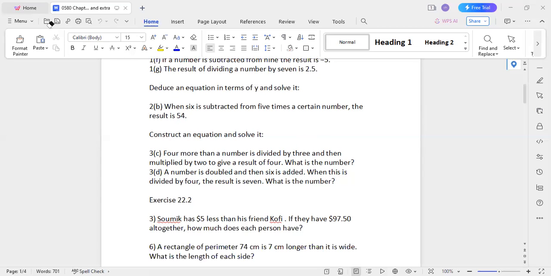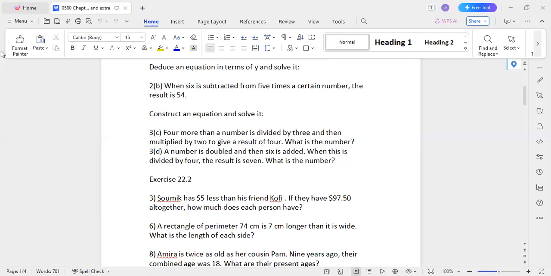That's pretty simple, but let's do a little bit of a step up now. If anyone wants to try 3c, 4 more than the number is divided by 3, then you multiply by 2 to give a result of 4. Try to construct an equation first. What would we roughly get? Anyone wants to try? 4x over 3 multiplied by 2 means 8x over 3 equals 4. Wait, be careful here. The question says 4 more than the number. So if you set your number as x, 4 more than the number would be x plus 4.